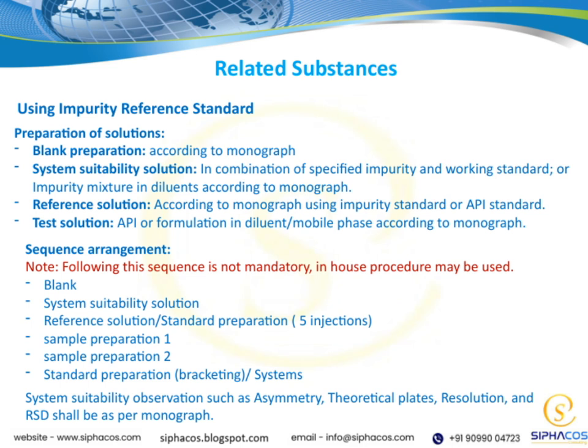When working with related substances, it's crucial to use impurity reference standards accurately. This ensures our impurity identification and quantification are precise, maintaining the integrity of the testing process. In summary, all these steps and preparations are vital for ensuring our system is suitable and our results are reliable. They connect directly to the overall theme of method validation and quality control, so attention to detail here is key.